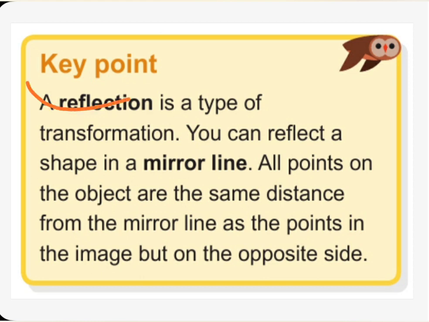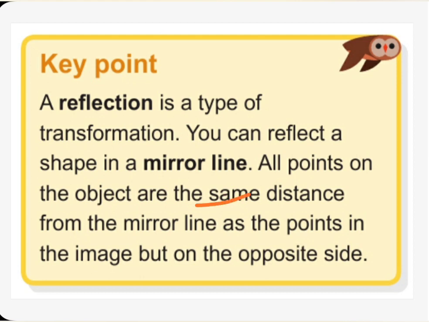Let's talk about the key point here. A reflection is a type of transformation. You can reflect a shape in a mirror line. All points on the object are the same distance from the mirror line as the points in the image but on the opposite side. Now this is very important.